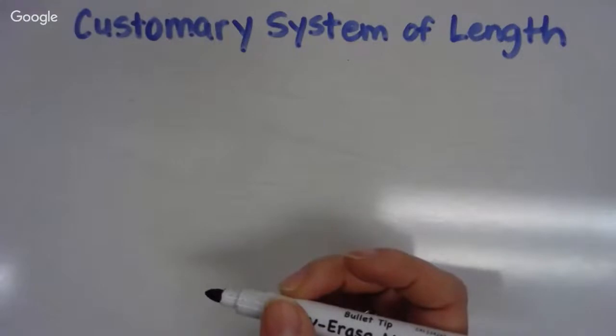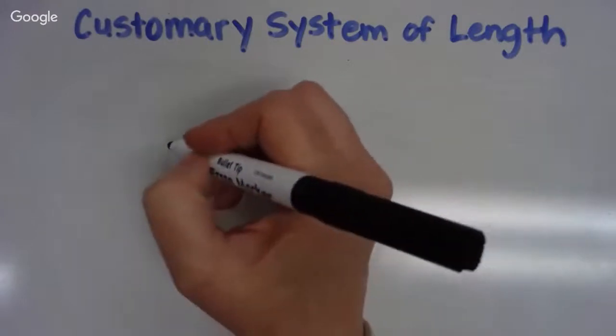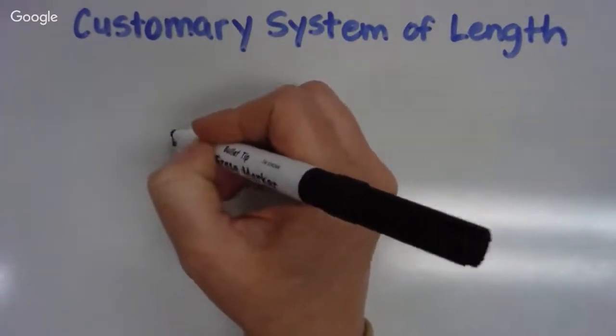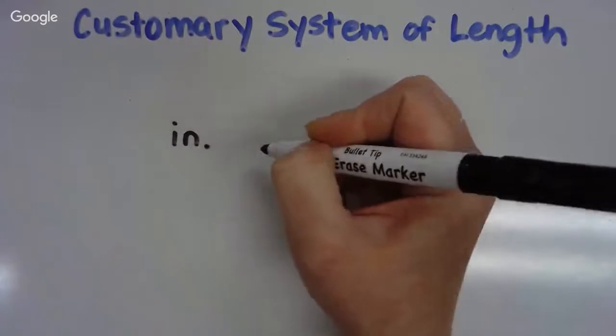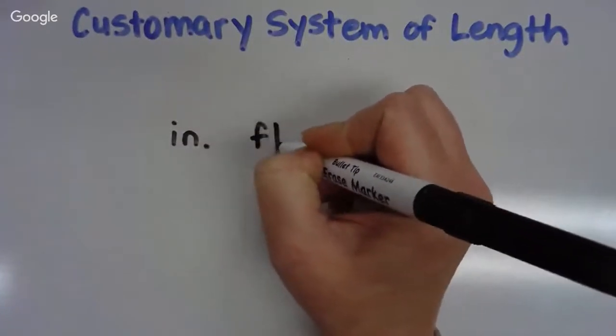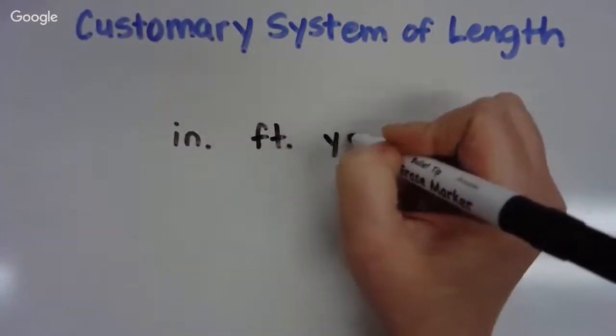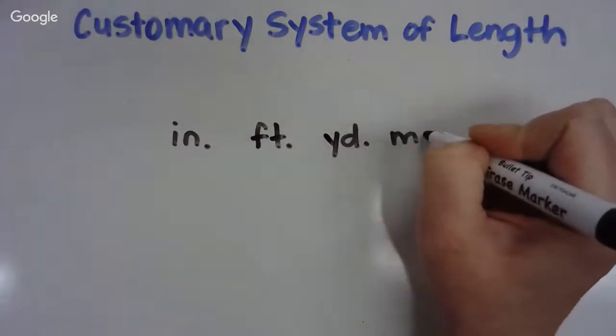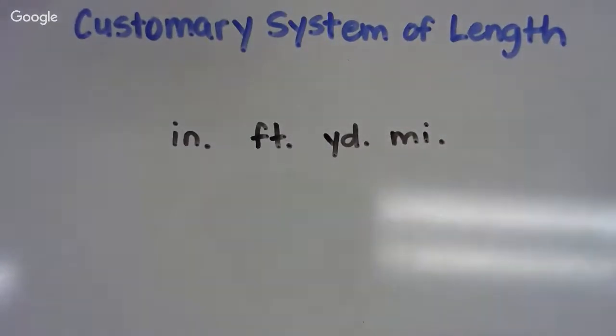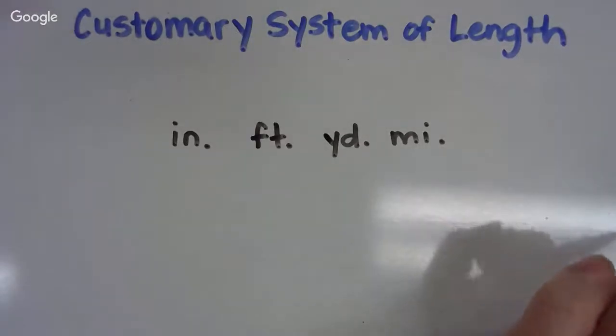We know that the first thing that you do in creating your charts is you list your units of measurement from least to greatest. So within the length system, there are 4 units of measurement. The smallest is inch, then foot, then yard, and then mile. So those are our 4 different units that we use in the length system of measurement.